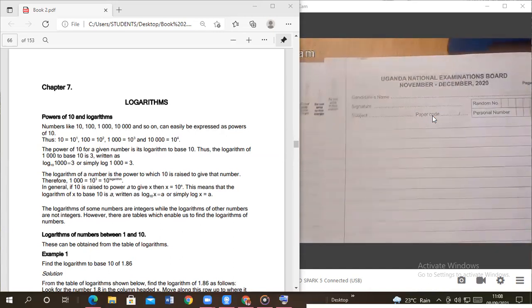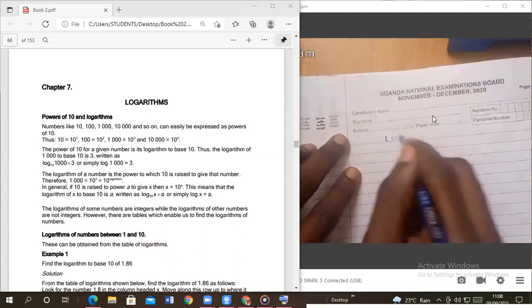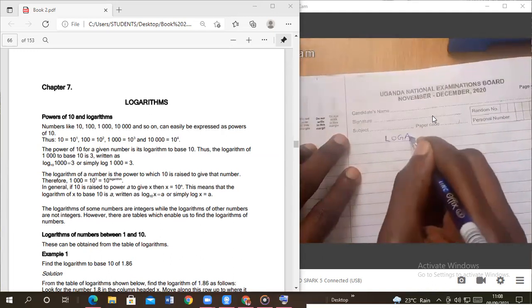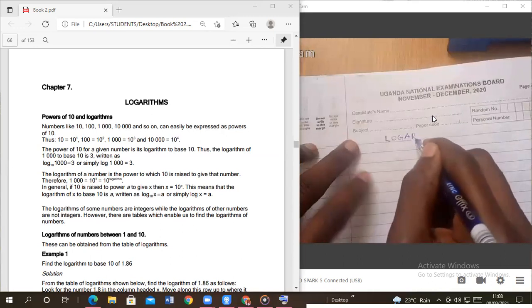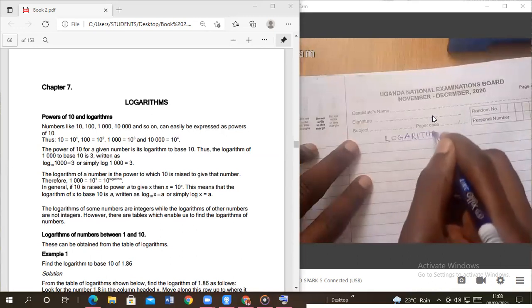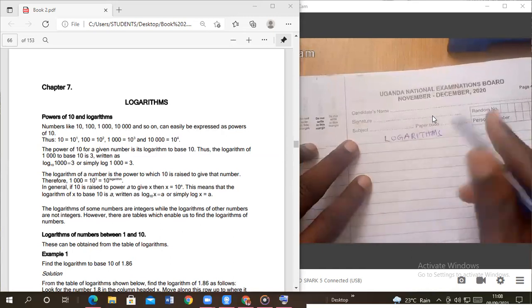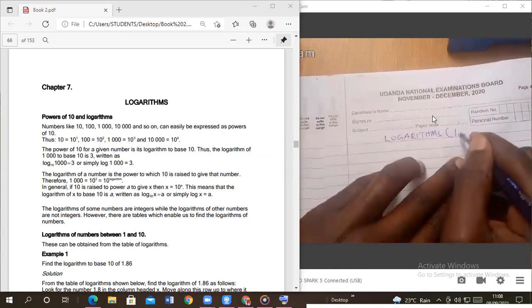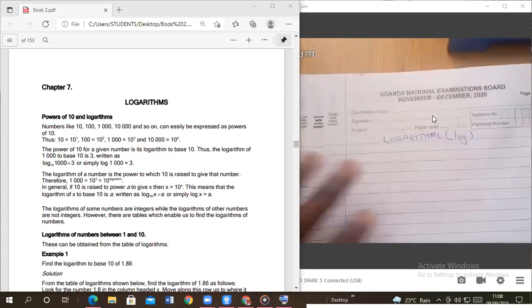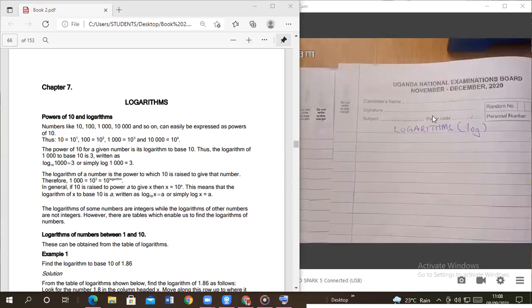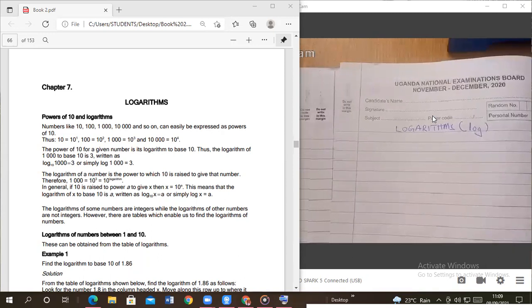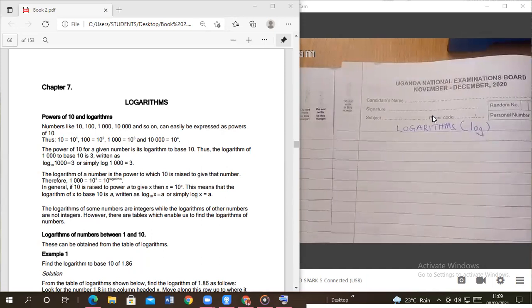Can you write logarithms? Logarithms, in capital letters. In bracket, just write log. The short form is log. For us mathematicians, we don't want things that take a lot of time. We want to save time always. So instead of calling logarithm all the time, we just call it log.